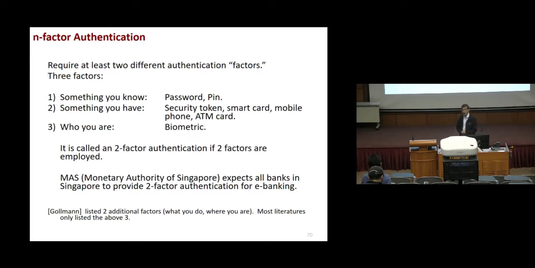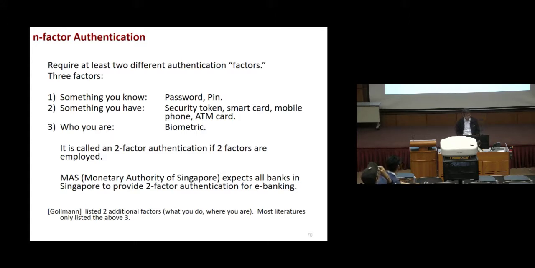So what are the factors that we have? Password is something we remember, so we call it something you know. A password or PIN is something that we remember. And we may also carry a security token, like a smart card, or a mobile phone. Sometimes we authenticate by presenting the token. And then biometrics depends on who you are.